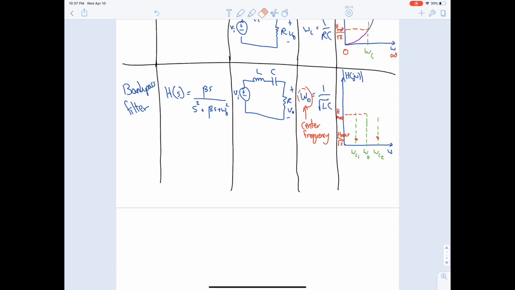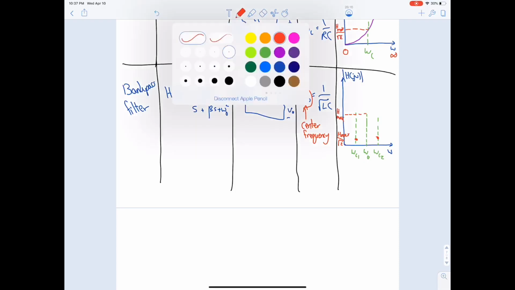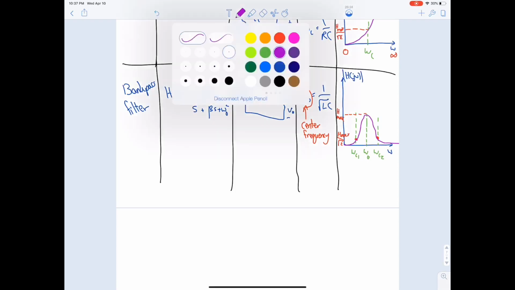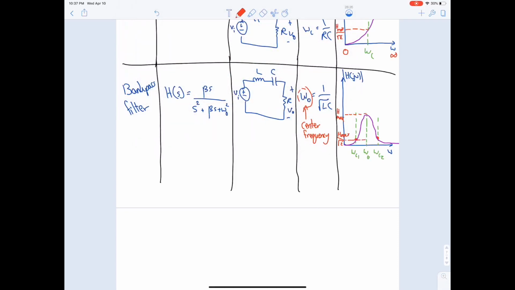Oh my god. Here we go again. So at omega C1 and omega C2, we are having the H max divided by root 2.